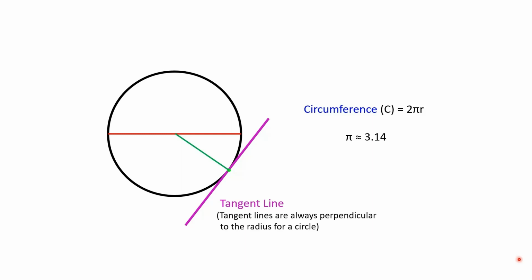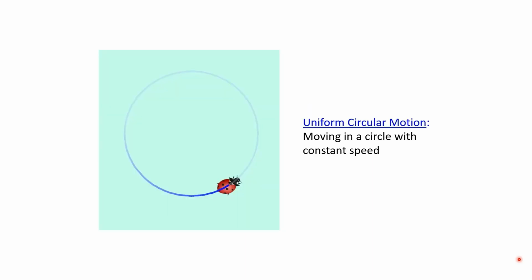Right, now we're ready to get into a specific type of rotational motion called uniform circular motion. So circular motion is kind of obvious. It's just any time you're moving in a circle. And we're going to consider perfect circles for this course. Uniform is a special case of circular motion when you're moving with a constant speed.